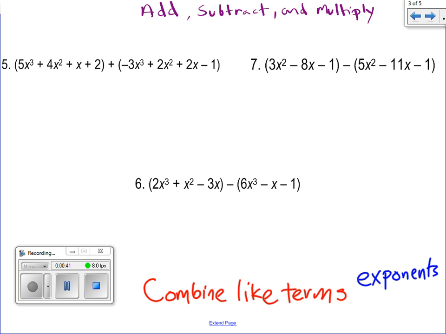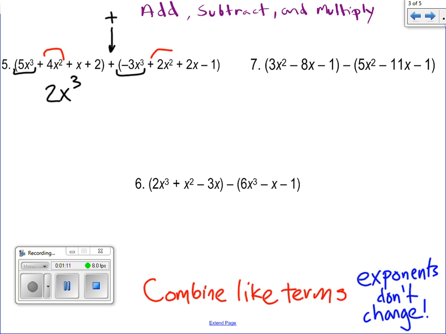You learned this in Algebra 1 before you knew any of those crazy exponent properties. Your exponents don't change. All right, problems 5, 6, and 7 right here. Remember, we're looking for like terms, so problem 5 is an addition problem. I know that because I see a plus sign. I'm seeing 5x cubed plus negative 3x cubed, 2x cubed. I've got 4x squared plus 2x squared. That's going to make 6x squared.